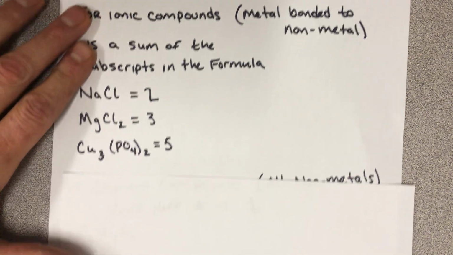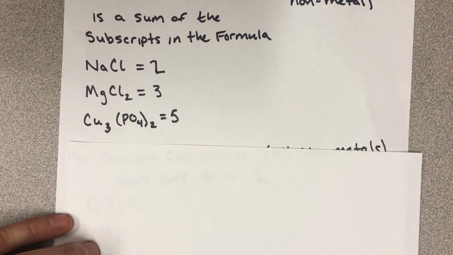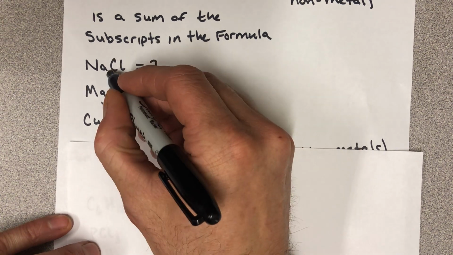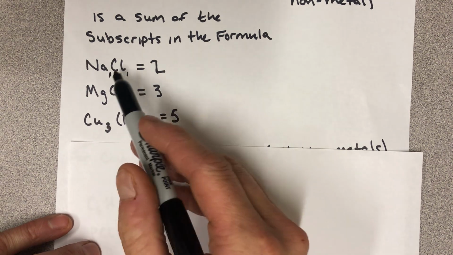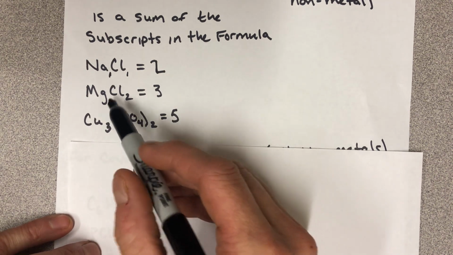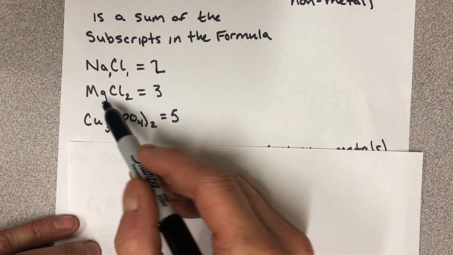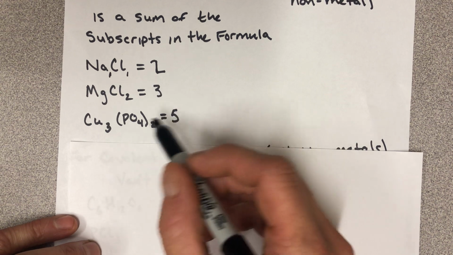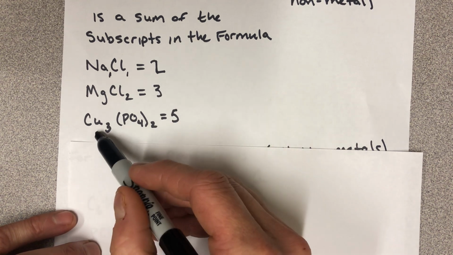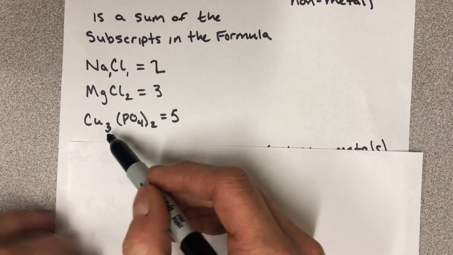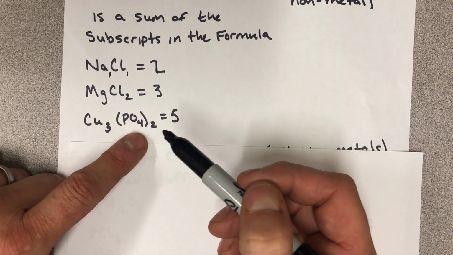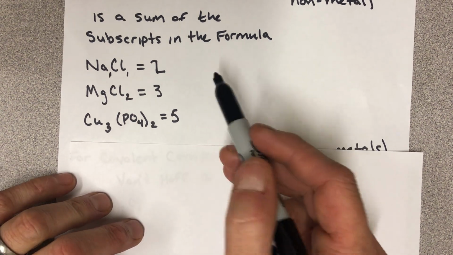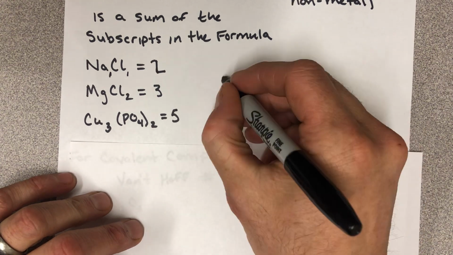All right, so if we look at a couple of examples of ionic compounds here, like NaCl: sodium is a metal, chlorine is a non-metal, they sum up to 2. Remember, there's a little invisible 1 on each of those. Magnesium chloride, also ionic. 1 magnesium and 2 chloride ions gives us a total Van't Hoff number of 3. And then a more tricky one is copper(II) phosphate. So we have 3 copper ions and 2 phosphate ions for a total Van't Hoff number of 5. Okay, that's for ionic compounds that will dissociate into ions.